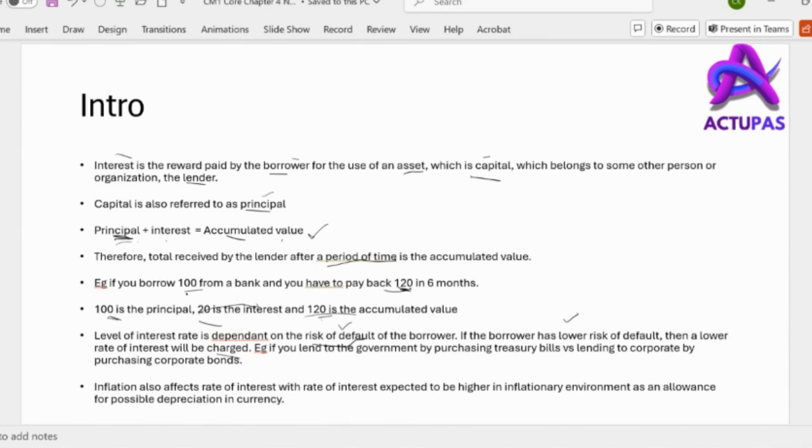And if you borrow 100 from a bank and you have to pay back 120 in 6 months, it means 100 is the principal that you borrowed, 20 is the interest that you have to pay as a reward to the lender, the bank, and 120 is the accumulated value.